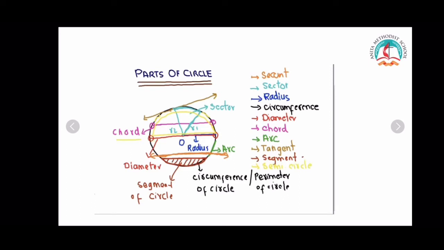Another point that you have to keep in mind is that the diameter is basically the longest chord of the circle. So these were the basic parts of the circle that you should have the concept about in order to understand the problems related to the circle. So that's all from today's lecture.